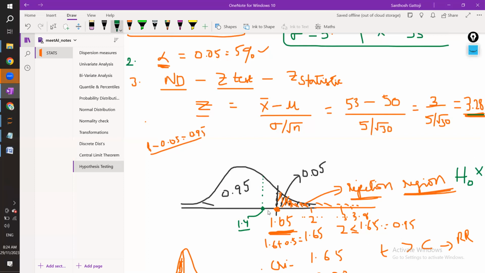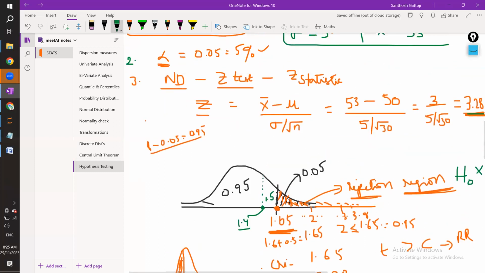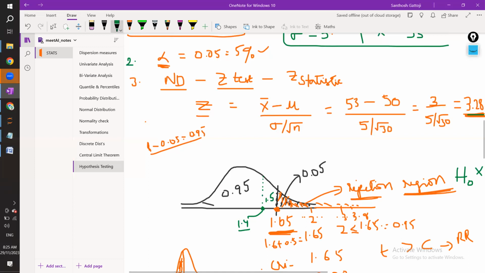For example, here if there is some value 1.5, earlier you would not reject that because it is not falling in this region, but now you will reject that because it is falling in this region. That means more and more values you will reject. Are you getting, Sirisha? Yes.